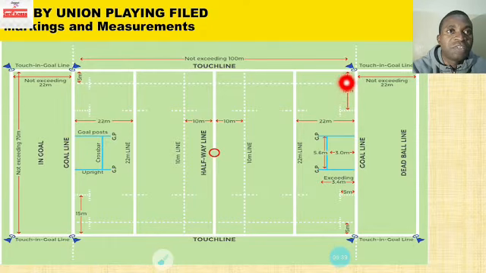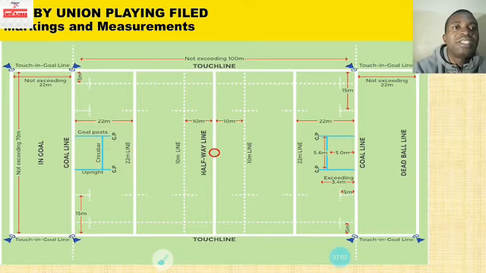So the 15 meters is from the touch line to this line, 15 meters. From the touch line to this first line here, this is 5 meters. So this is a 5-meter line, this is a 15-meter line. It is the same over here: this is a 15-meter line, and the down one is the 5-meter line. And what we have inside here, this is a goalpost, and that is a goalpost. Basically, these are the markings and the dimensions of the rugby playing field.